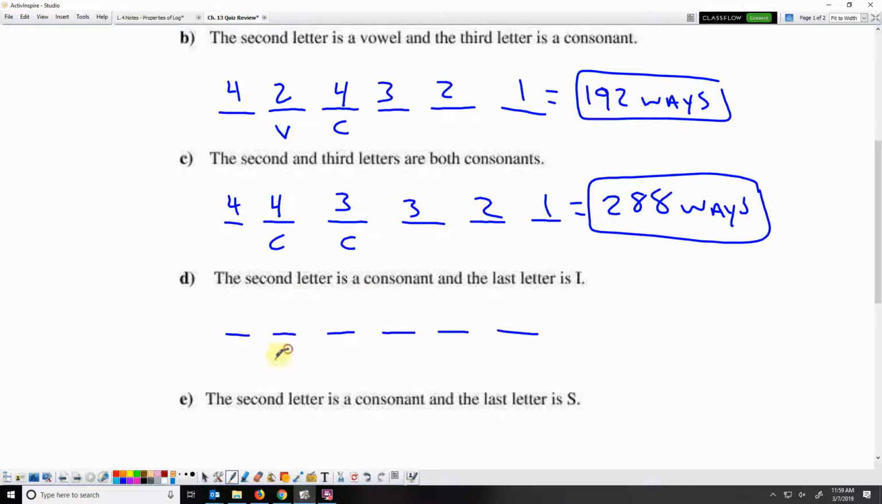Second letter is a consonant. The last letter is I. There are 4 consonants. I is not one of them. There's one I. I've placed 2 letters, leaving me with 4, 3, 2, and 1. And when I multiply those, I get that there are 96 ways to arrange the letters.